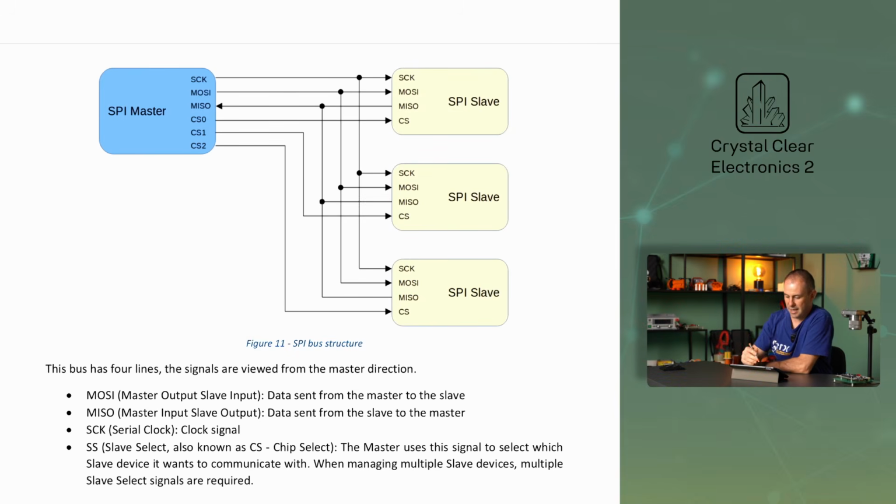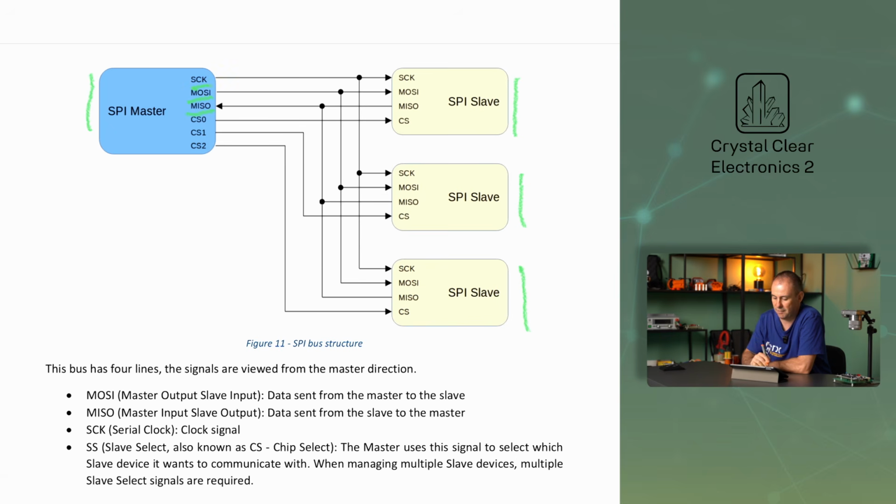As you can see on the diagram, multiple slaves can be connected to a master, which controls the timing and direction of the data flow. All communication over the SPI is controlled by the master. There is a dedicated wire for sending and receiving data. These are MOSI for master output, slave input, and MISO for master input, slave output. There's also a line for the clock called SCK for serial clock.